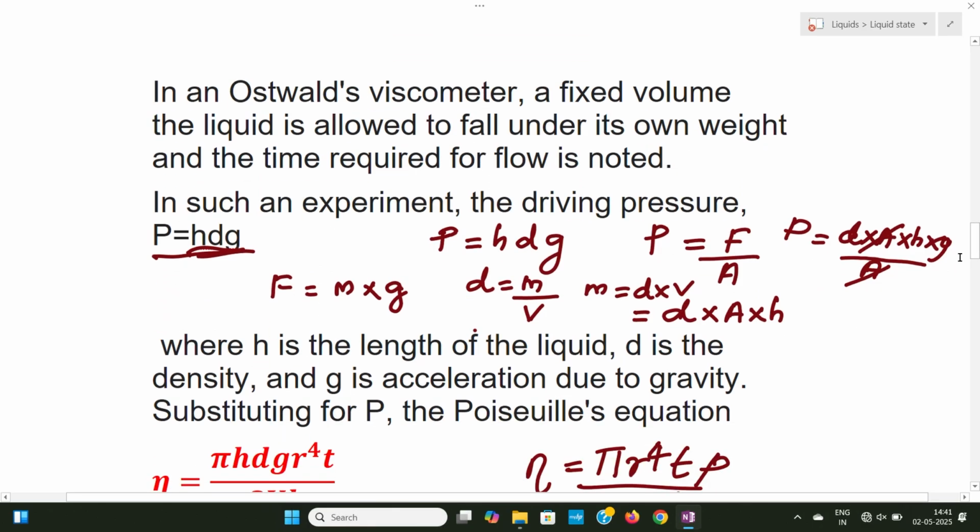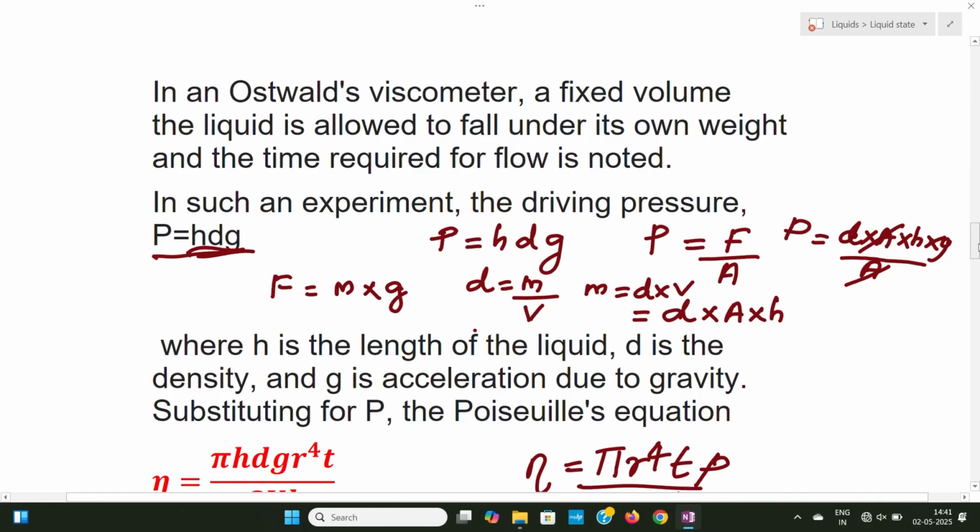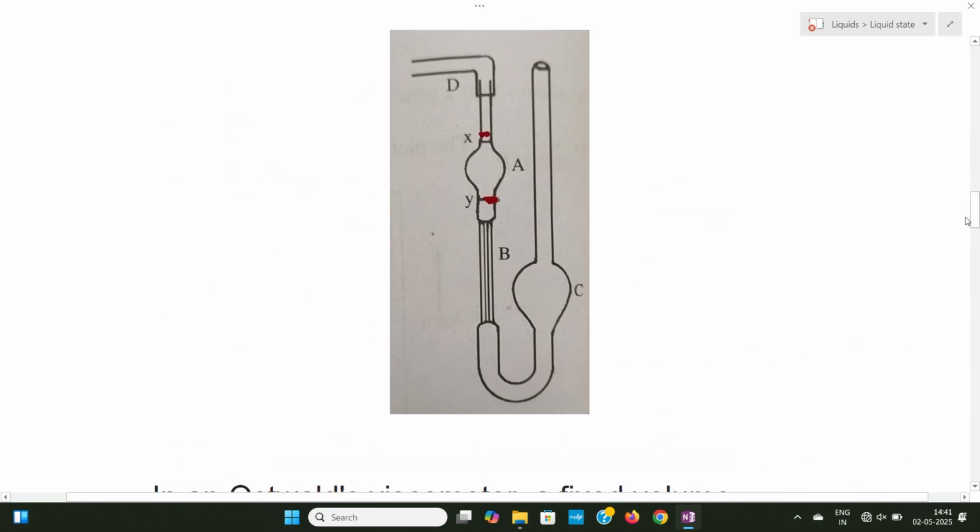The second application is the comparison of coefficients of viscosities of two liquids. First we will introduce a fixed volume of water through the bulb. Then we will suck the water up to X using a rubber tube. Then we allow the water to fall out up to Y, and note the time of flow. After this, we will wash the viscometer and dry it.